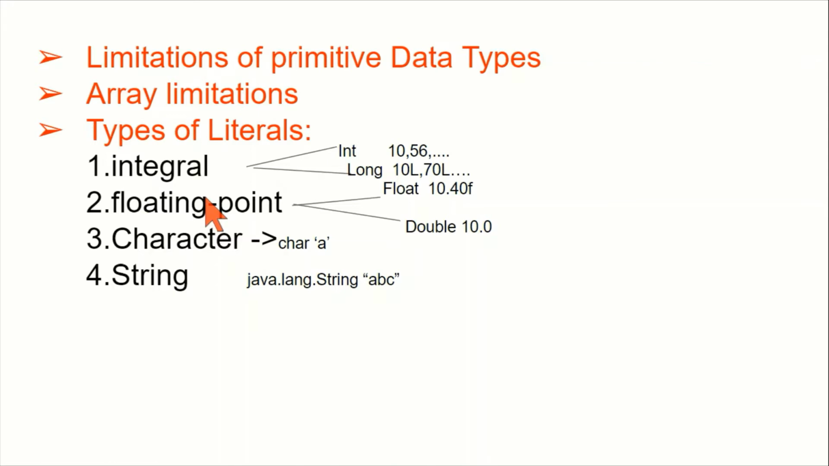Integer literal. All integer type literals are called integral literals. By default, they are of type int. If you want to represent them as long, we must suffix the literal with small l or capital L, and we do not have byte or short type literals. Next, floating point literal. All floating point literals are of type double. If we want to represent them as float, we must suffix the literal with small f or capital F. Double literal can also be suffixed with small d or capital D.